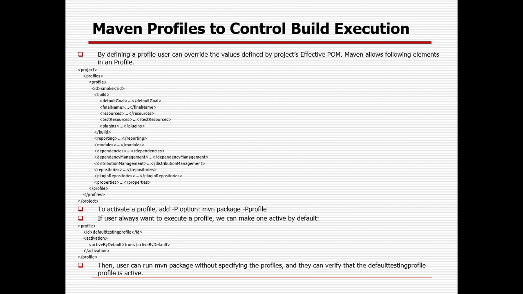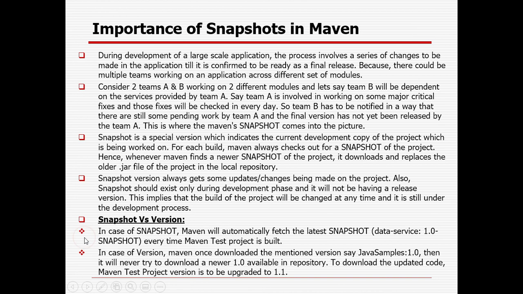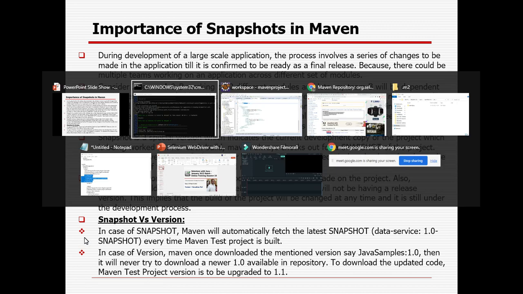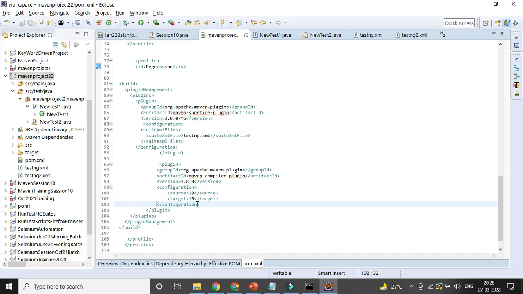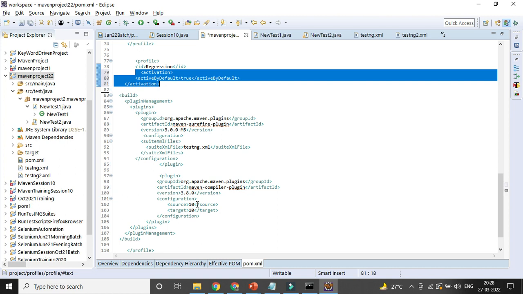Or maybe sometimes you want to always run the regression suite, 10 test cases, 20 test cases, then you can make it the default. Then how can you do it? After the profile name, you can add activation equal to default. That is 3 lines of code you can add. Yeah, you can see, so that regression will be the default.